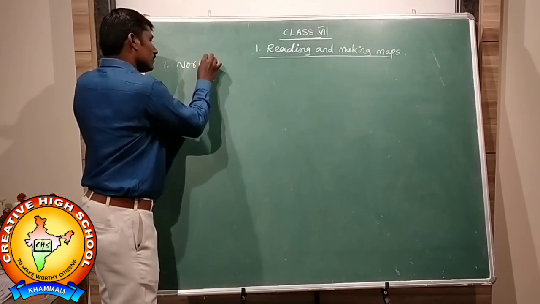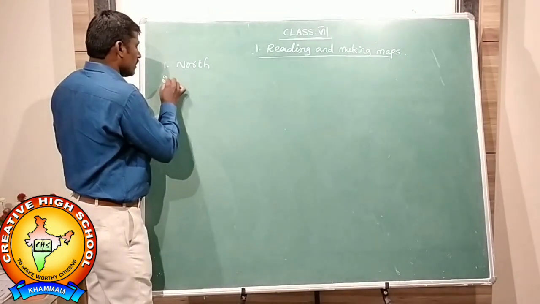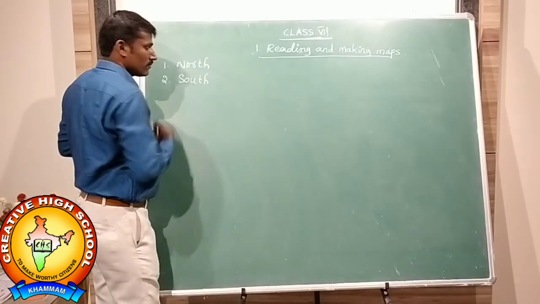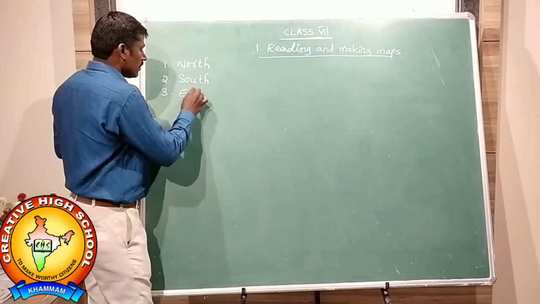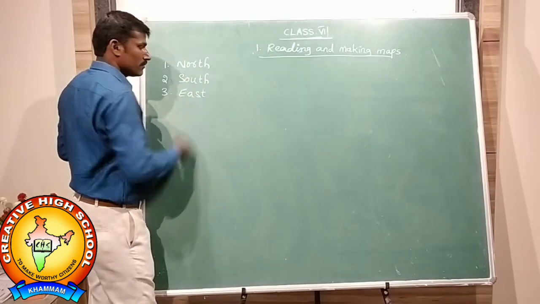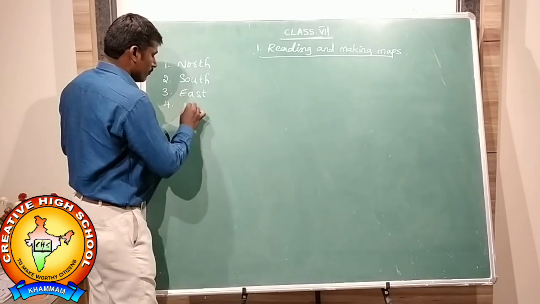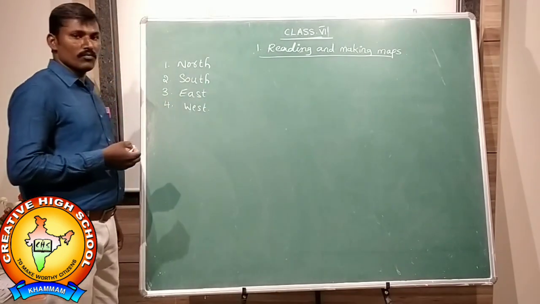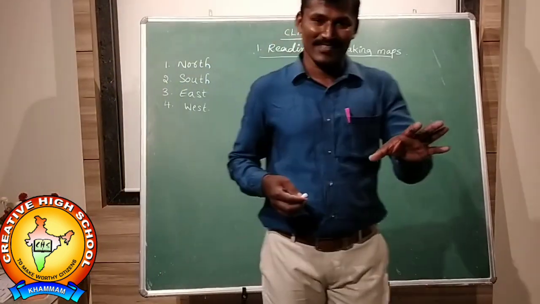North. Second one is south. Third one is east. Fourth one is west. 4 main directions in our previous class we discussed.